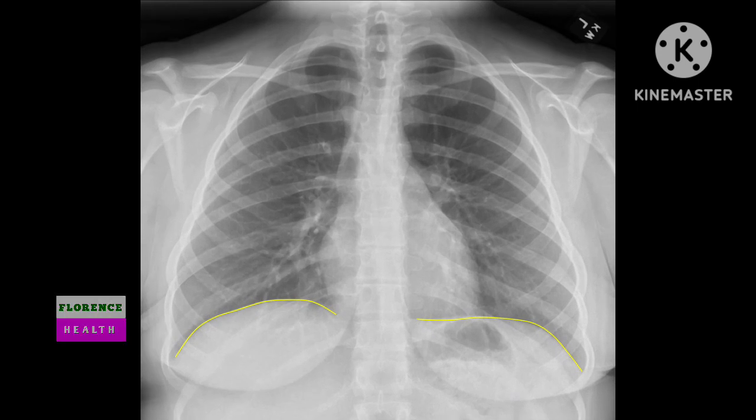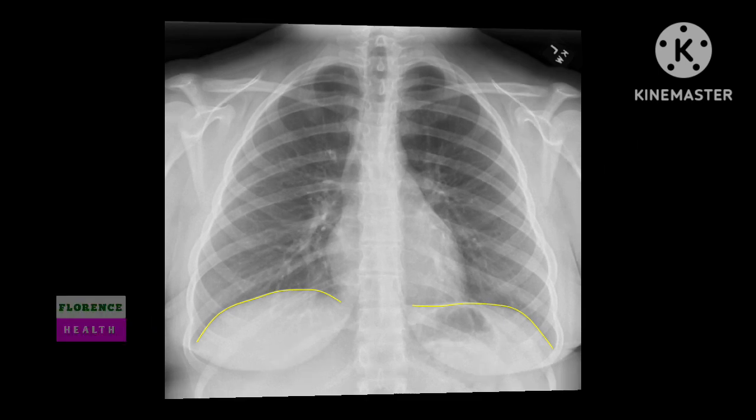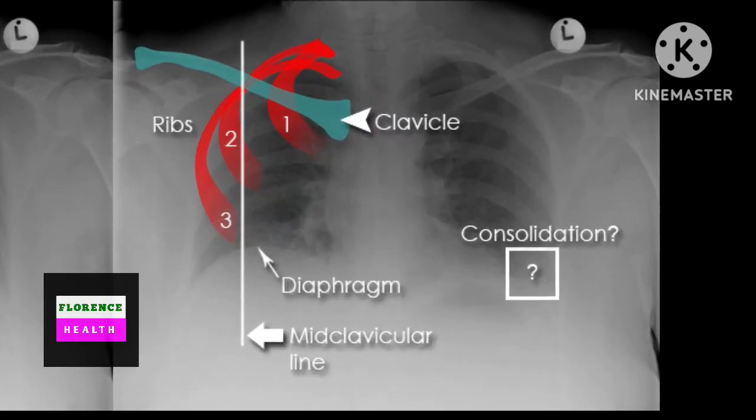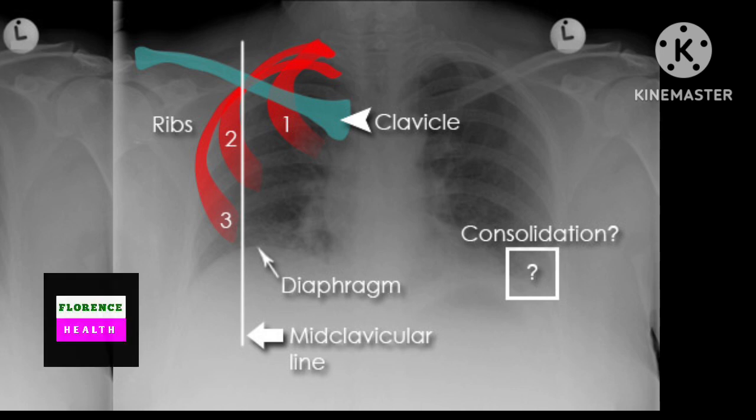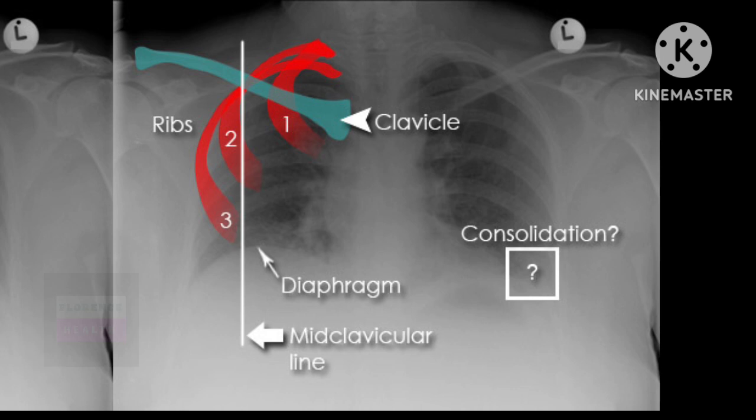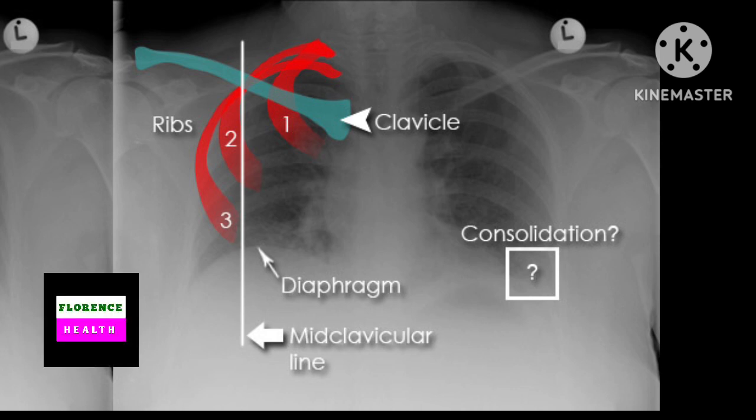Look at the position of the diaphragm. Look at the position of the first rib, second rib, third rib, clavicle, diaphragm, and other bony impressions. How to count the first, second, third rib.